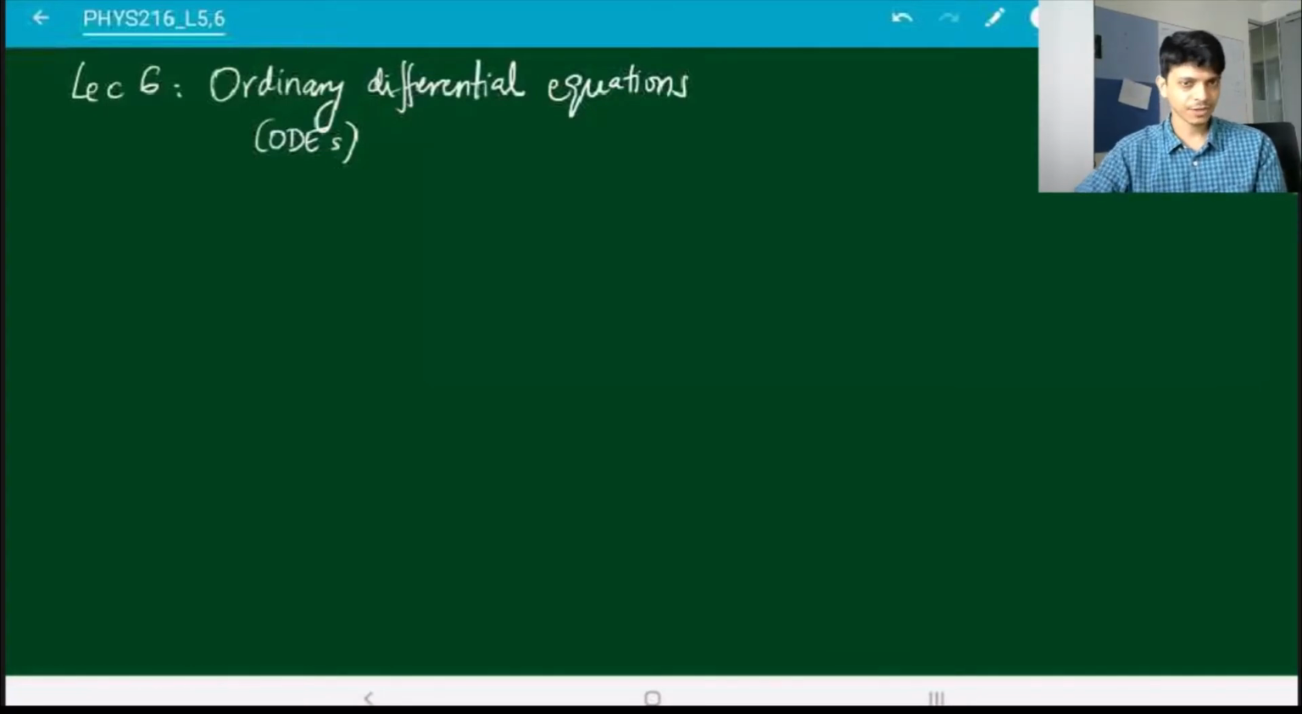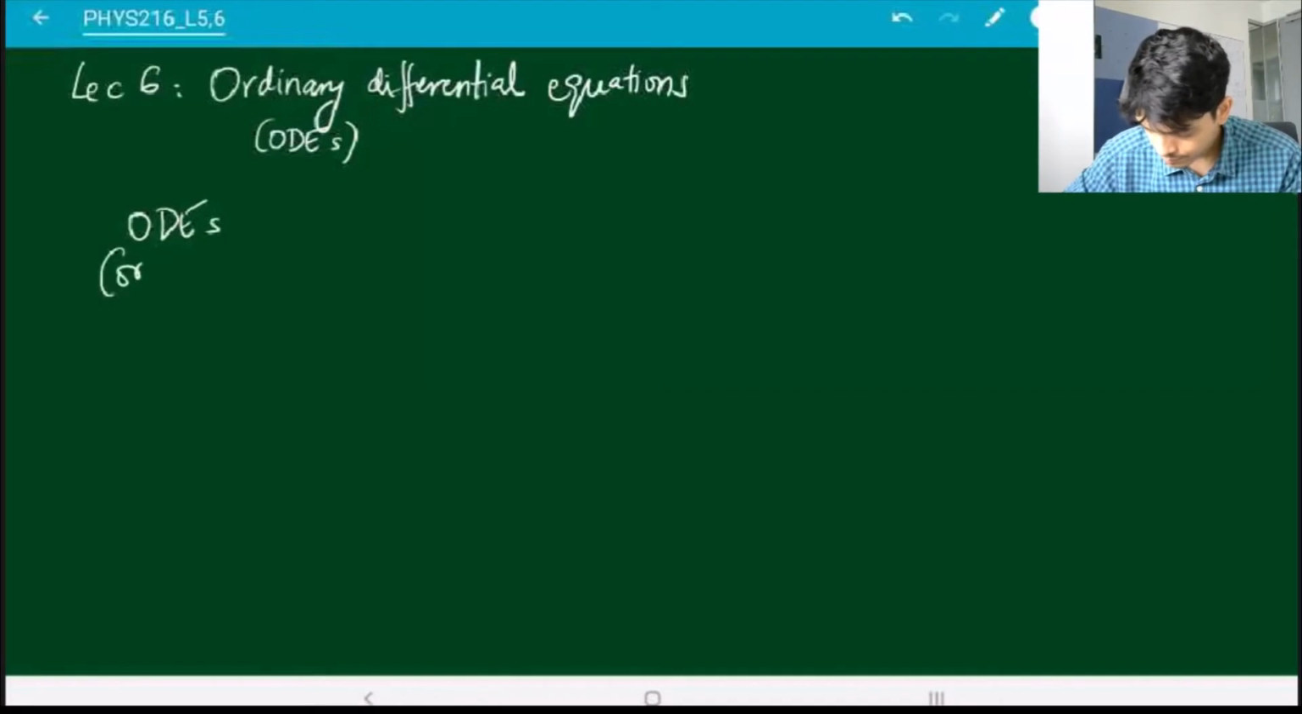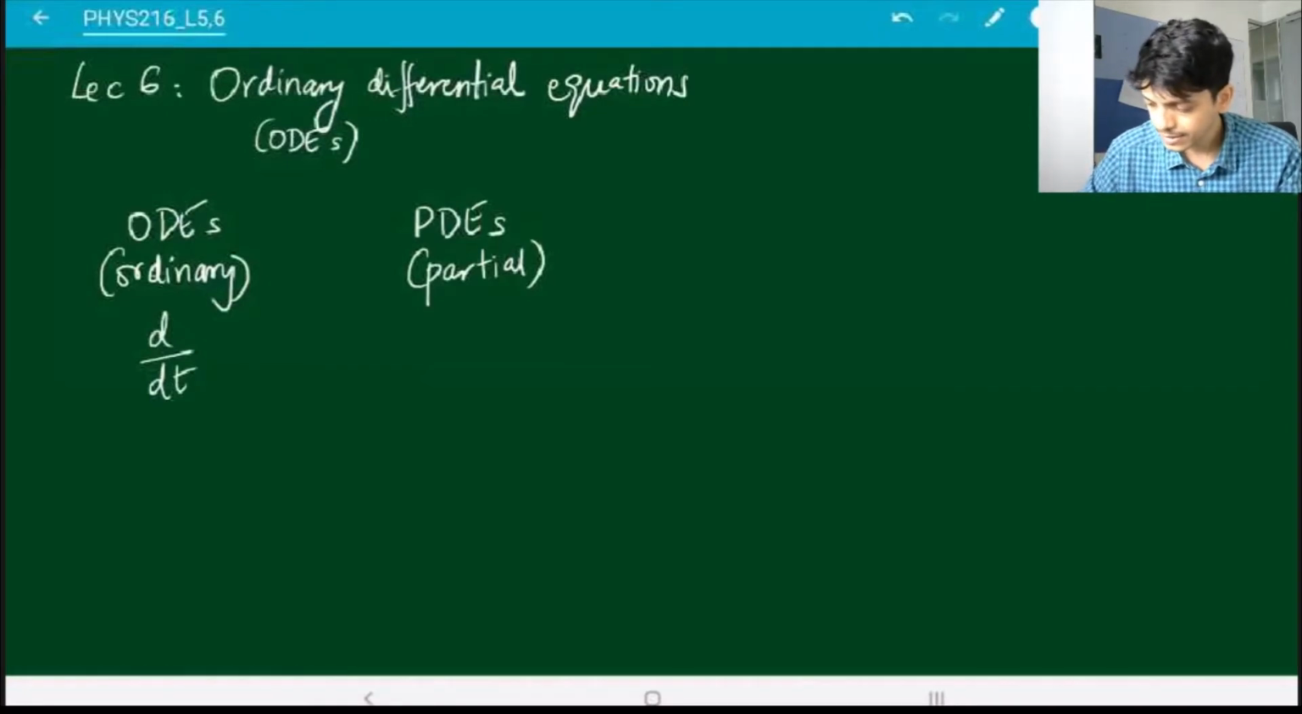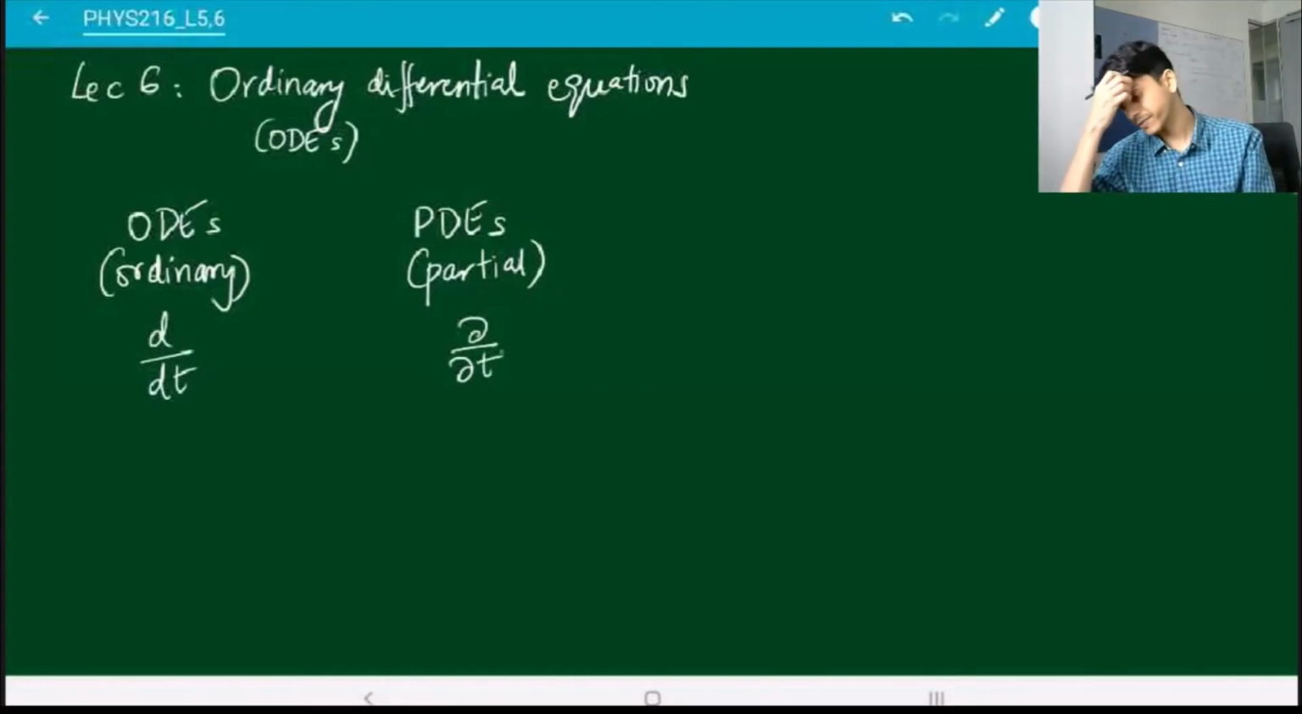Now, some of these differential equations can be ordinary differential equations or ODEs, and some of these are going to be partial differential equations or PDEs. The difference just being that in ordinary differential equations you have the ordinary derivatives, d by dt, let's say, and in the partial differential equation you'll have partial derivatives.